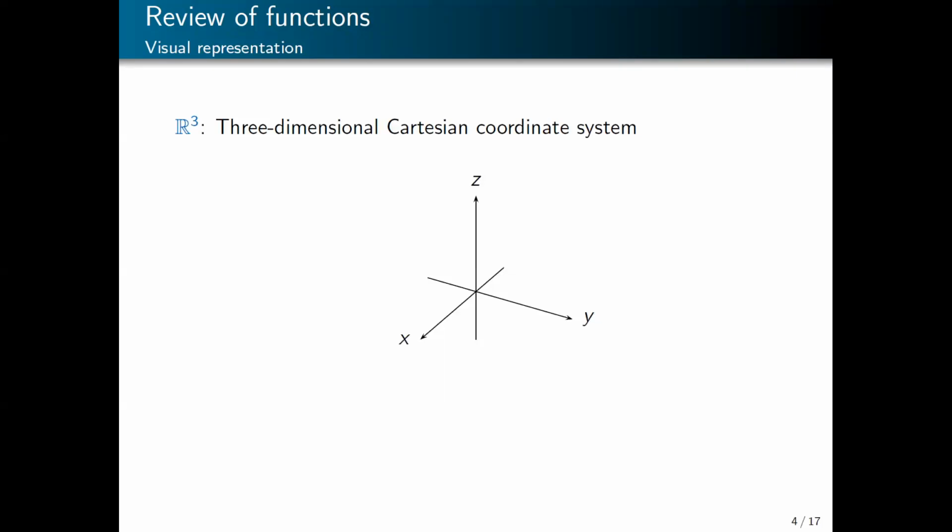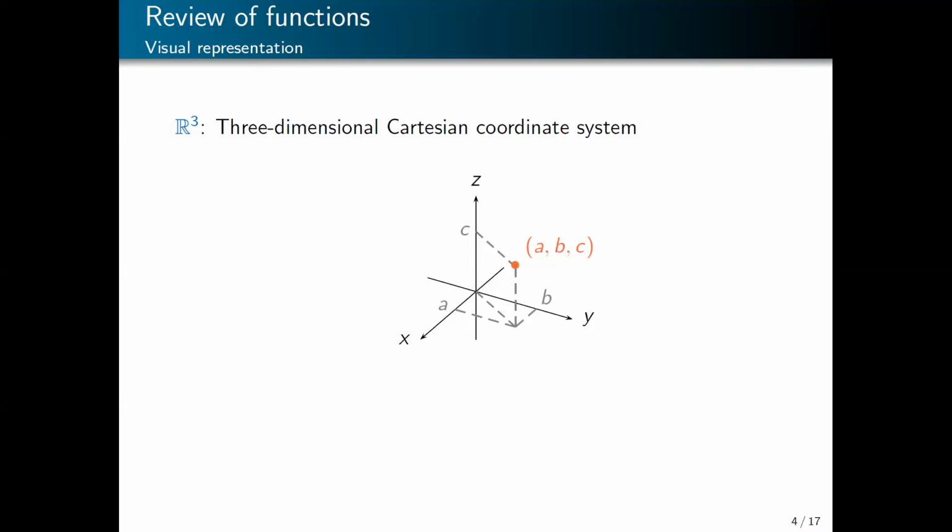Likewise, R3 can be represented visually using the three-dimensional Cartesian coordinate system. This coordinate system consists of three number lines, called the axes, which are mutually perpendicular and meet at their origins. These are usually called the x, y, and z axes, and their orientation relative to each other follows the so-called right-hand rule. Given a point in space, we draw perpendiculars from the point to each of the axes.